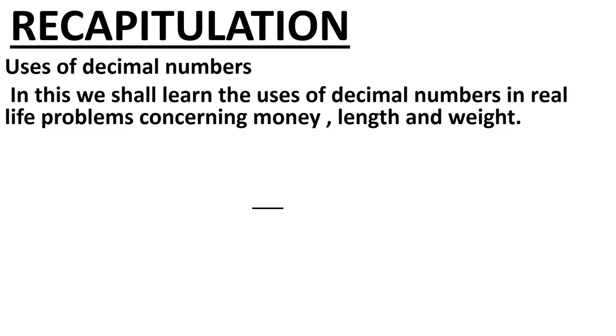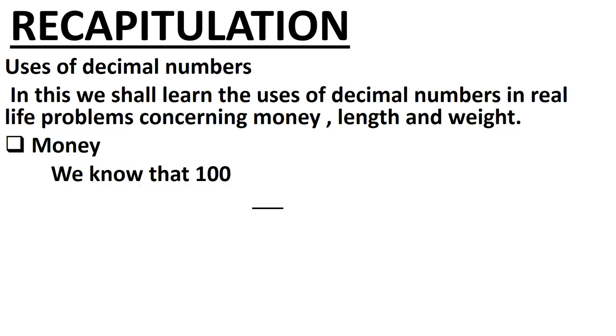We use decimal numbers in real life situations when we have to give money to someone, when we have to find out the total amount, when we are going to measure something, length or weight. In all these circumstances we need to use decimal. Now see, first of all, money.